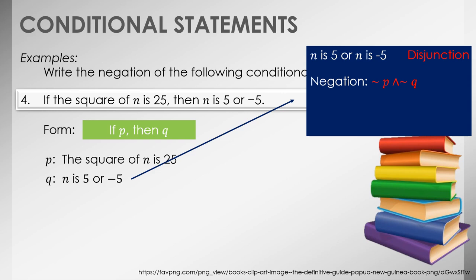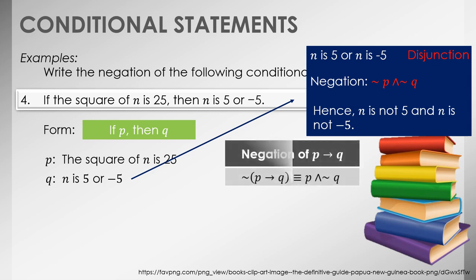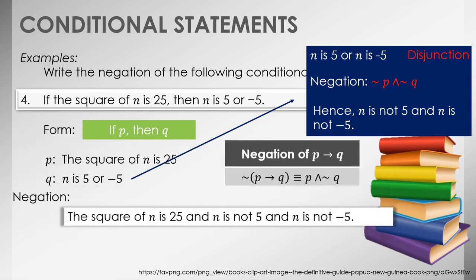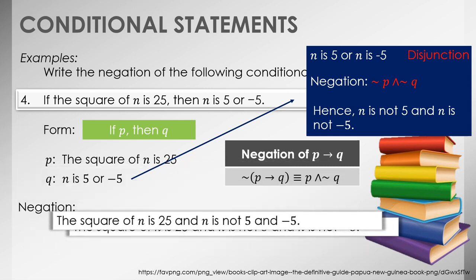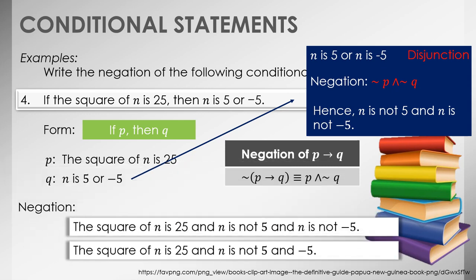Hence, the negation of our Q statement is given by this. And now, with the help of this table, the negation of the given conditional statement is this, which can also be written as this one.